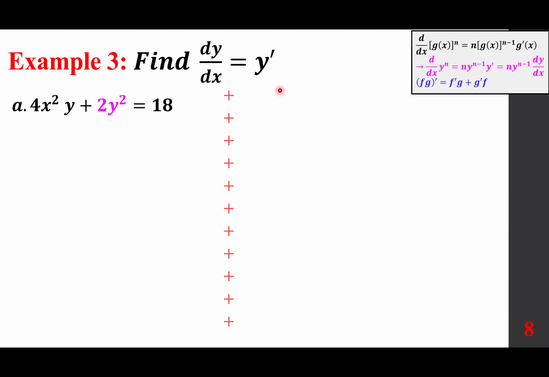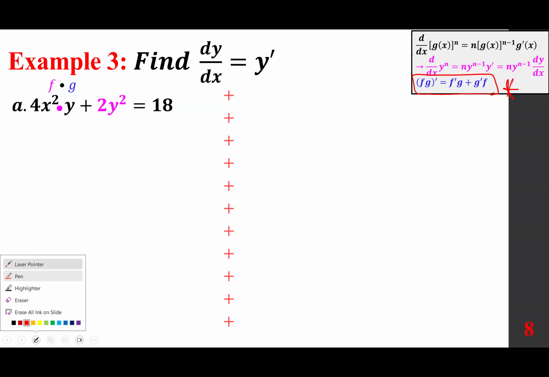Find dy dx or y prime where we have 4x squared y plus 2y squared equals 18. And right away over here, we notice it is the product of 4x squared and y. So we put a raised dot in between. And we say this is f times g, which means again, we are going to use the product rule.